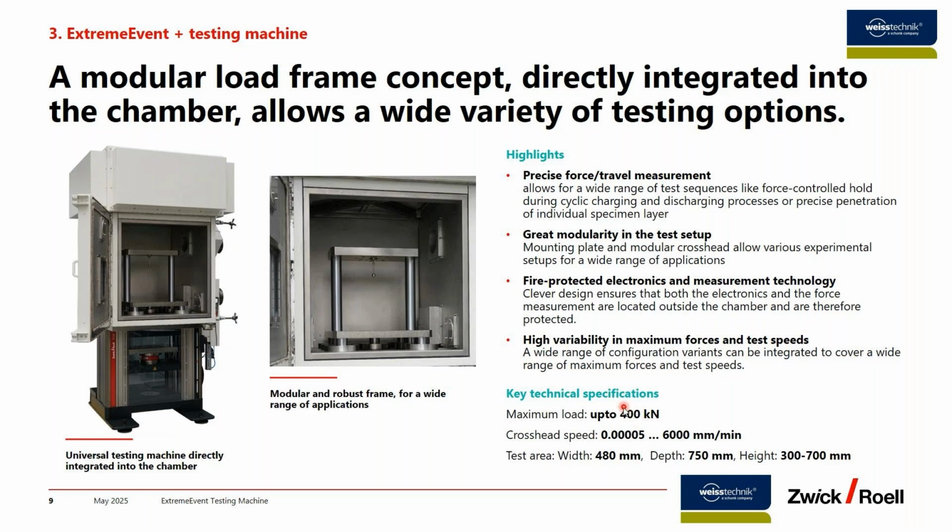This means we can have here 5 kilonewton up to 6,000 millimeter per minute. This is a combination with 100 kilonewton, also 6,000 millimeter per minute. And in the test area, you can add different kinds of testing tools. The area is really flexible.